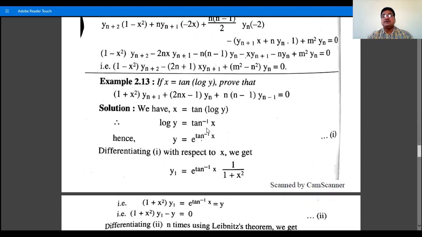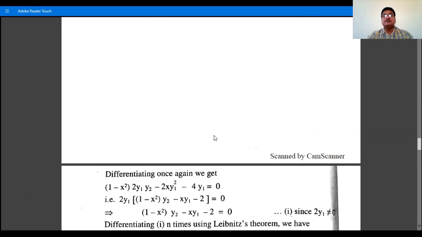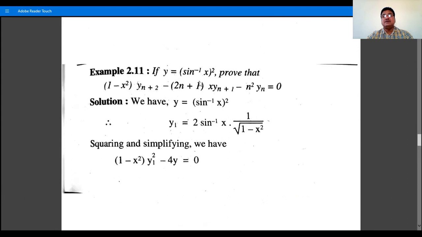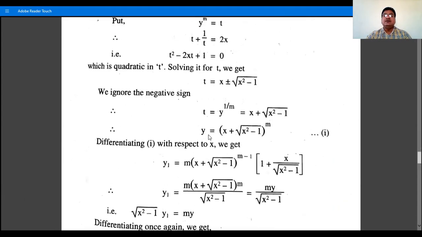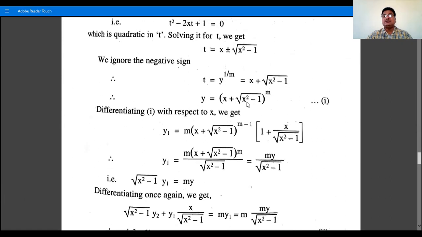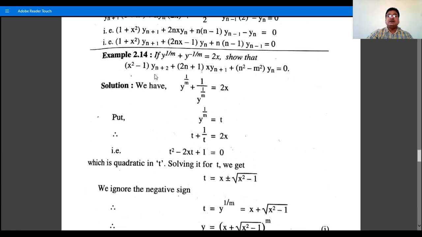If x is tan inverse y, we have y as e raised to tan inverse x. So if you observe the examples here, y is equal to sin inverse x bracket square. So y is given. Here y is not given. So after simplification of this equation, we have y as x plus root x square minus 1 raised to m. And now we have to prove this.